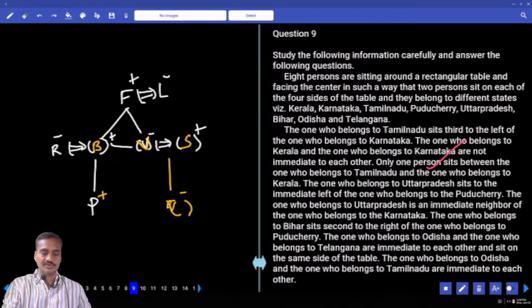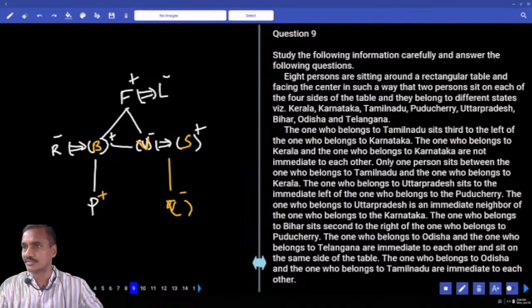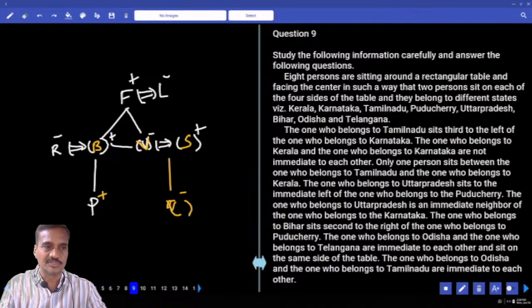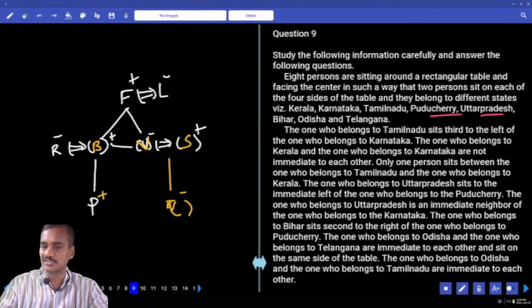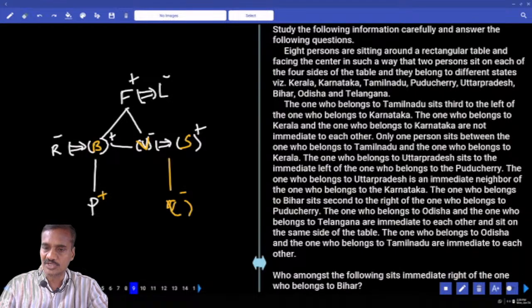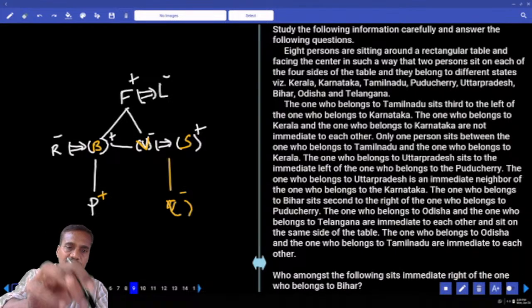Then next one, 9 onwards. Now in question number 9 onwards, what is the information? 8 persons are given around a rectangular table, in such a way that 2 persons sit on each of the 4 sides. And they belong to different states. Persons were not given, so it must be under the first priority only. In the place of persons, he has replaced that with the states. You must start with them, and definitely under the first priority.